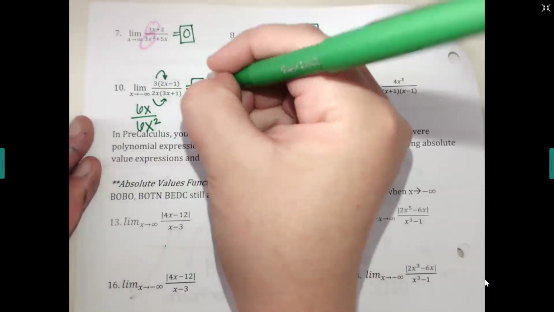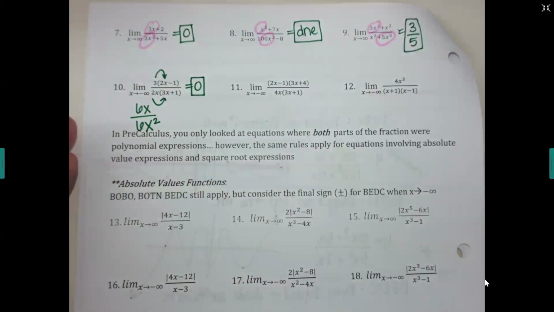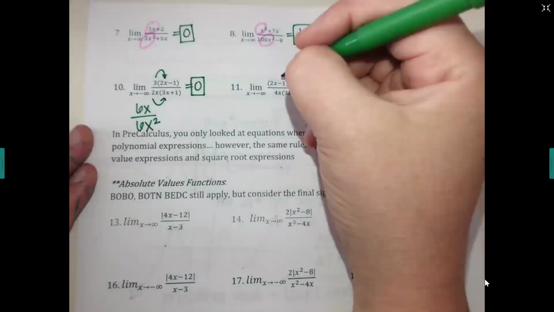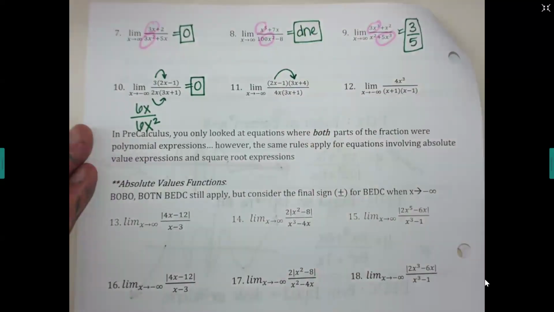Okay, next one. I'm not going to multiply the whole thing out and FOIL it. I just care about the biggest pieces. What's 2x times 3x?